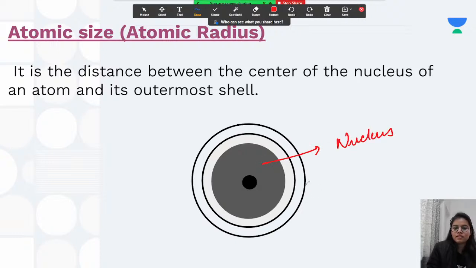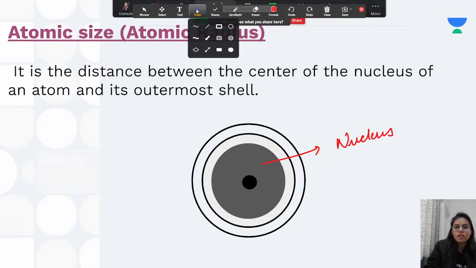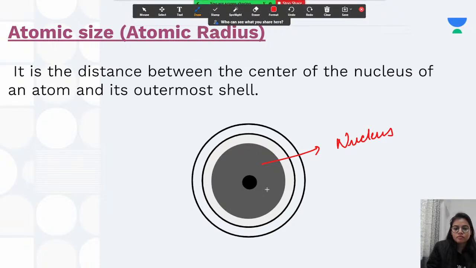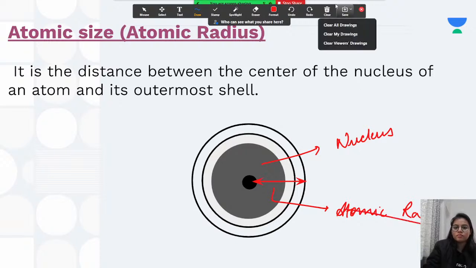Okay, and this is the outermost shell. So what will happen? The distance from here to here. The distance from the center of the nucleus to the outermost shell will be termed as atomic radius.